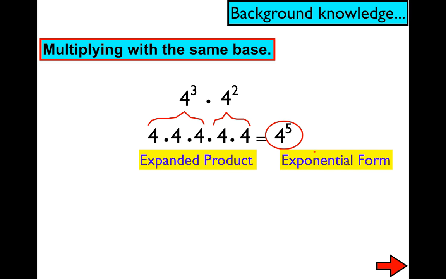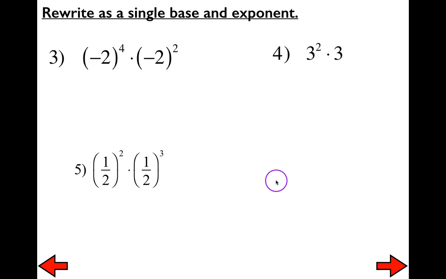So now let's go ahead and try some problems on our own. Here, for number 3, it says rewrite as a single base and exponent. So notice this time I'm not asked to evaluate. So first things first, I'm going to look here. It says negative 2. That is my base. It's going to be repeated 4 times. So I'm going to say 1, 2, 3, 4. Notice I used parentheses and I included my negative.